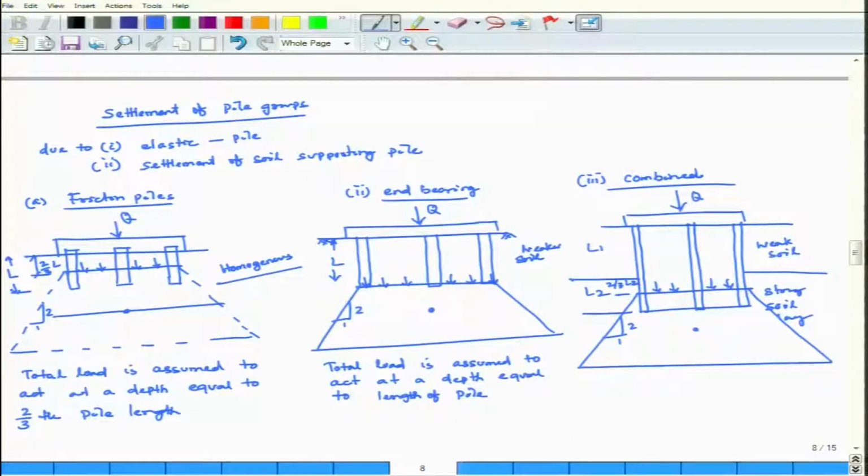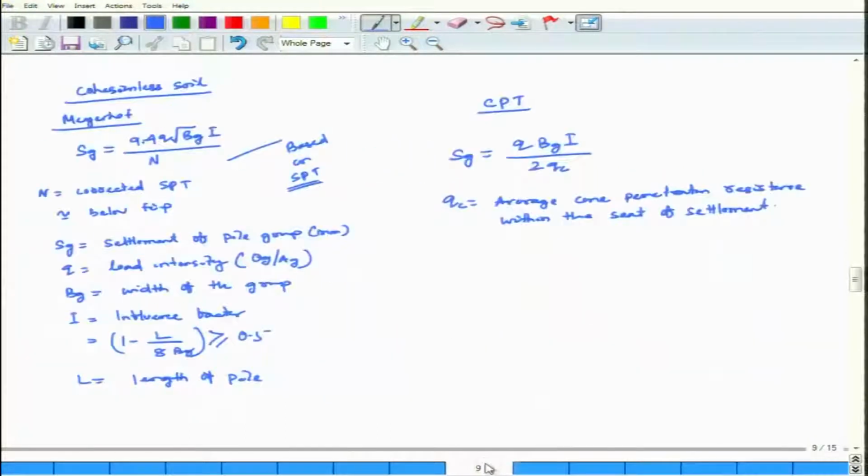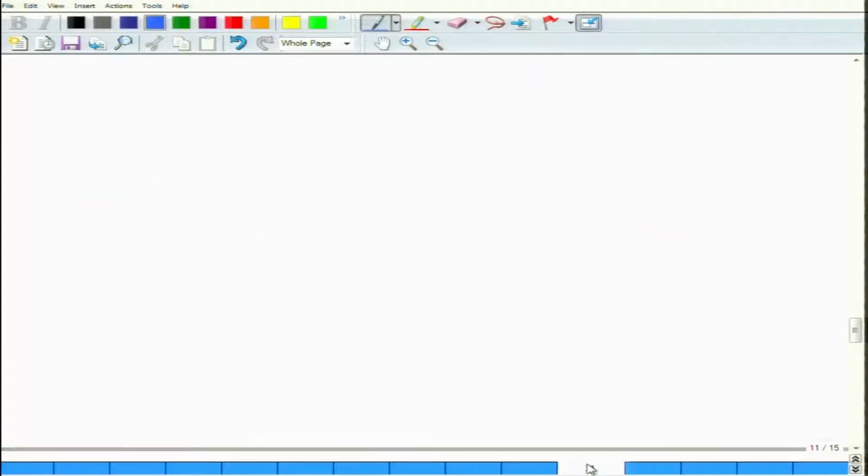Combine both friction and end bearing. So if it is a combined pile, suppose layer 1, layer 2, L1 and L2, the L1 part has been taken out. In L2, the load will act from 2/3 of L2. We will solve a problem. This is one example. Let me start with this.